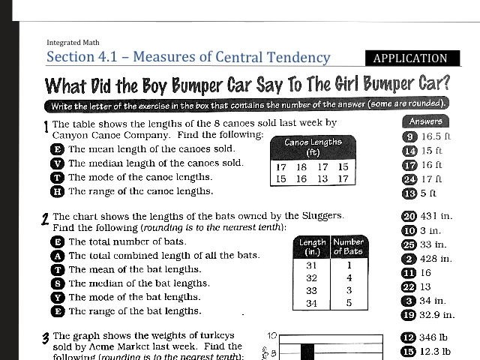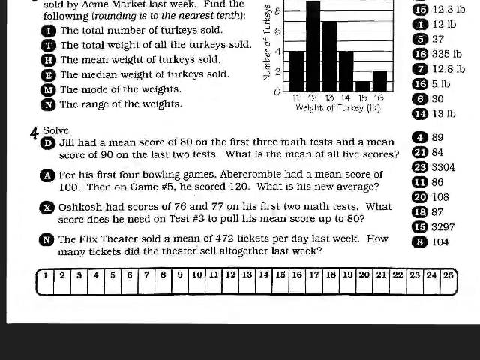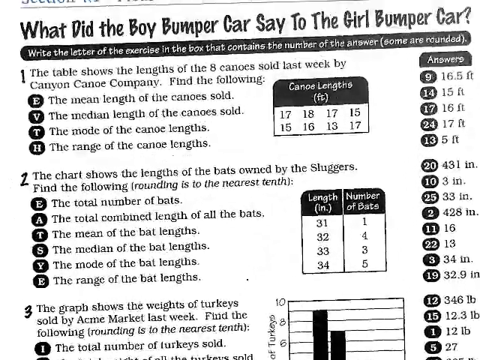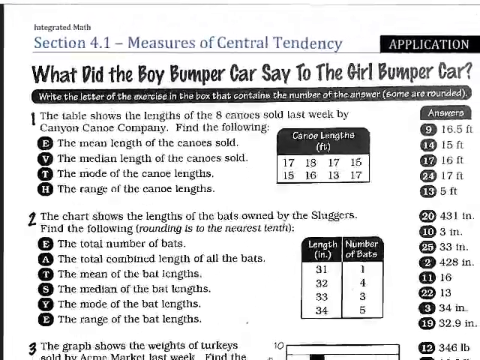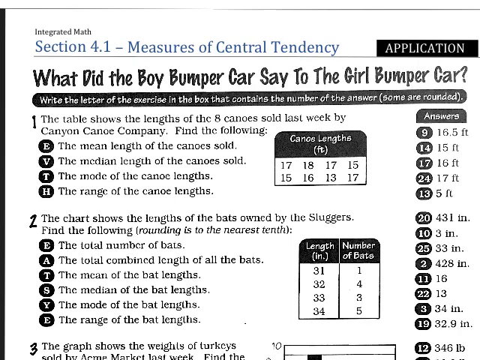Look for that number. Okay, we can do it, and we're trying to answer the question, what did the boy bumper car say to the girl bumper car? So remember, if you do it right, down here at the bottom, you'll figure out the answer to that riddle. It should make sense. If it's not, then you got a couple mistakes that you got to fix. Okay, so it's a self-checking worksheet. You should be able to know if you're doing it right or not. And like I said, ask questions, get help, ask a classmate, parent, brother, whatever you got to do. I'm always available to help you too.